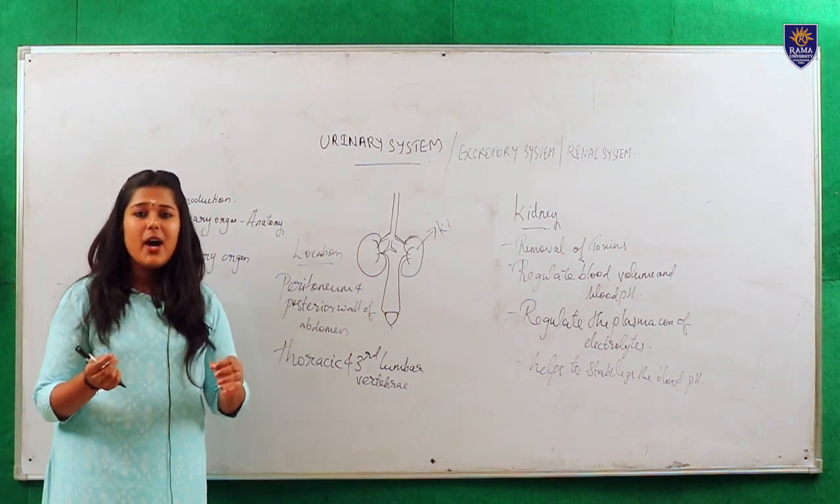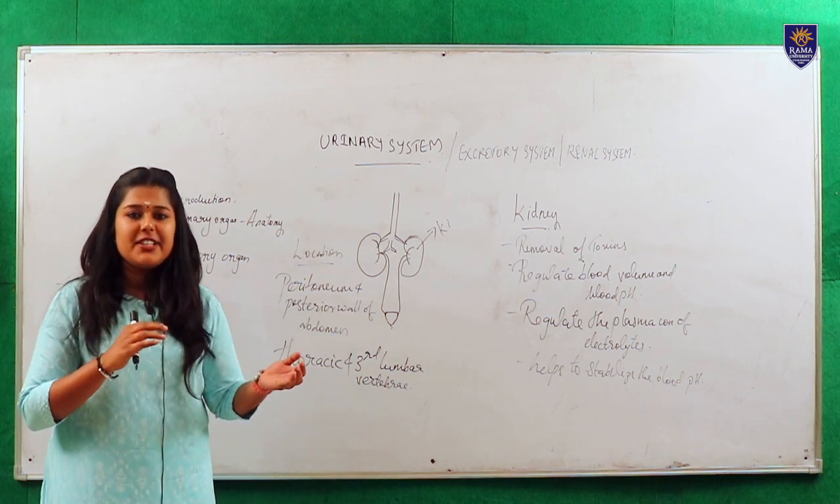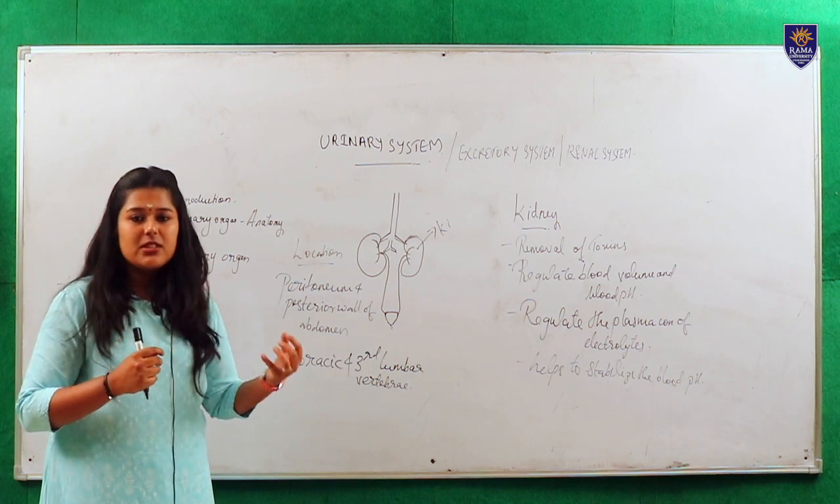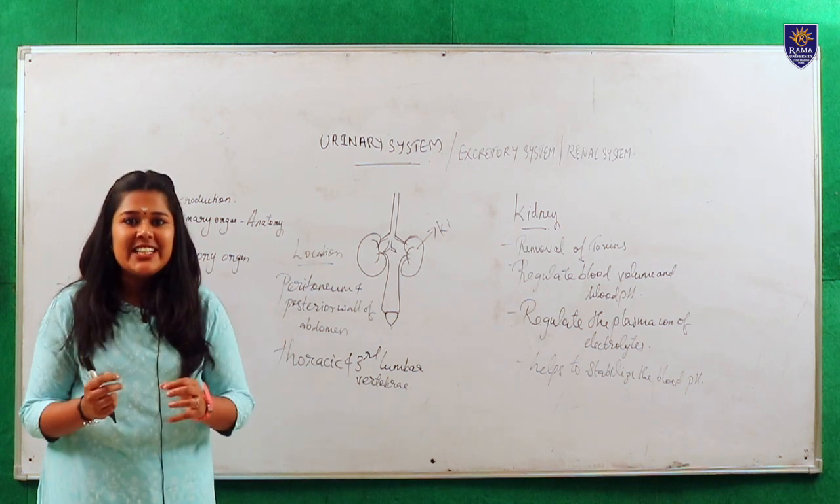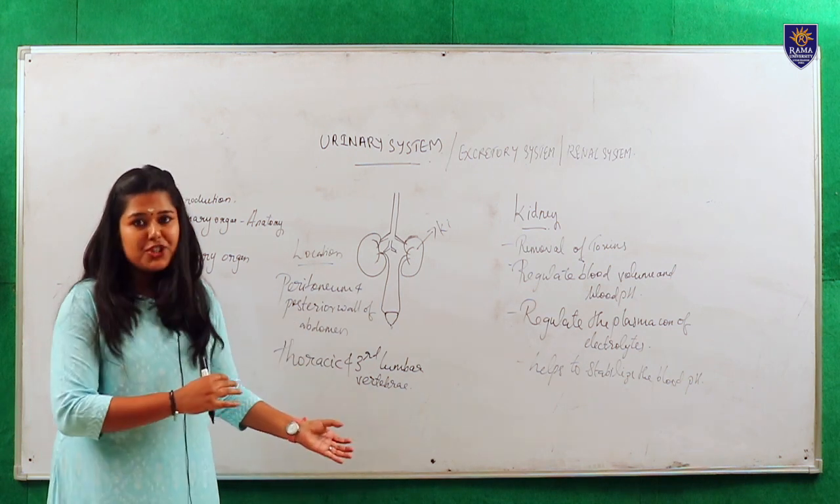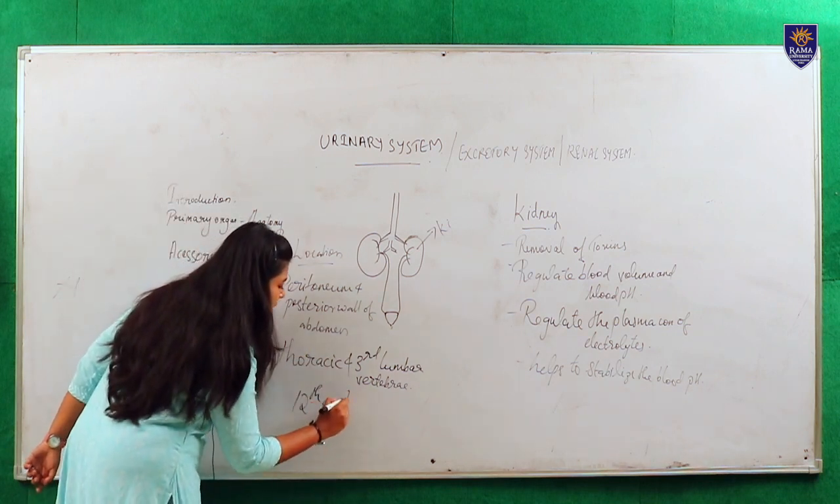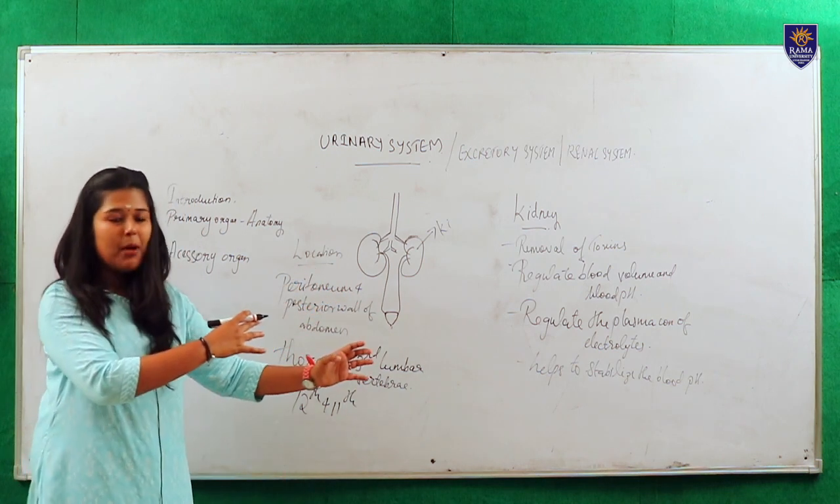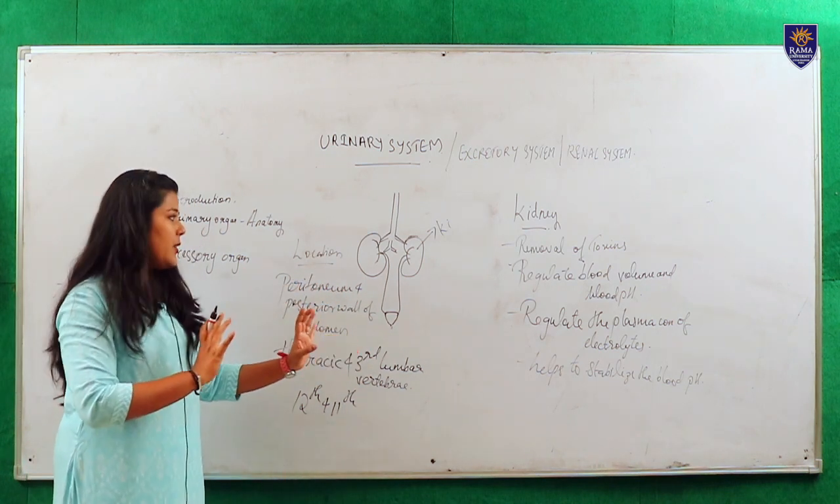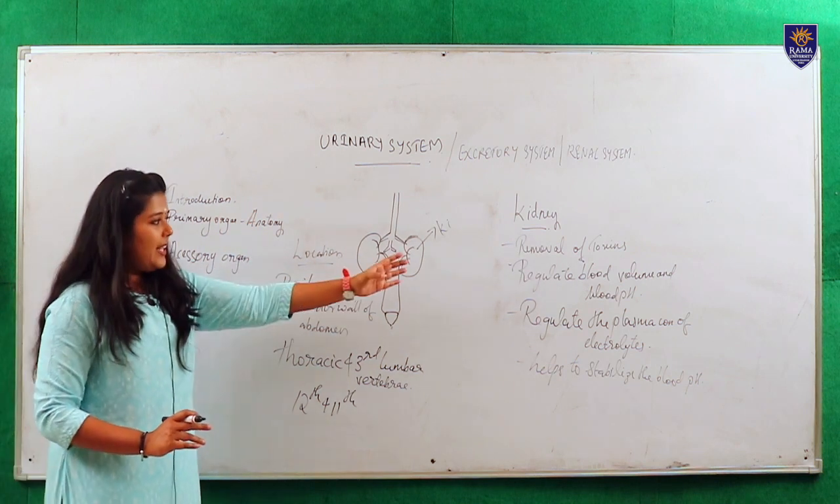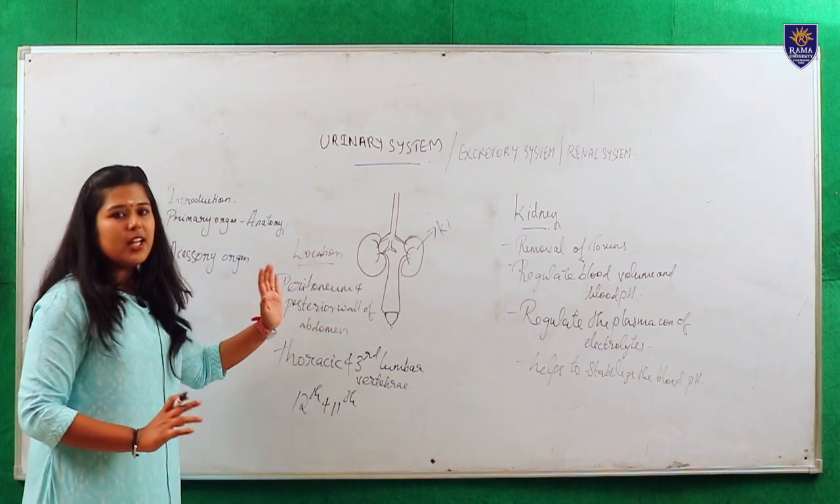This is the reason why when a person has an RTA, that is a road traffic accident, the physician tells us there is a chance of the patient having kidney damage. If there is any fracture to the 12th and 11th pair of ribs, the chance of the kidney getting damaged will increase. So this was all about the primary organ, the kidney, its functions and its location.